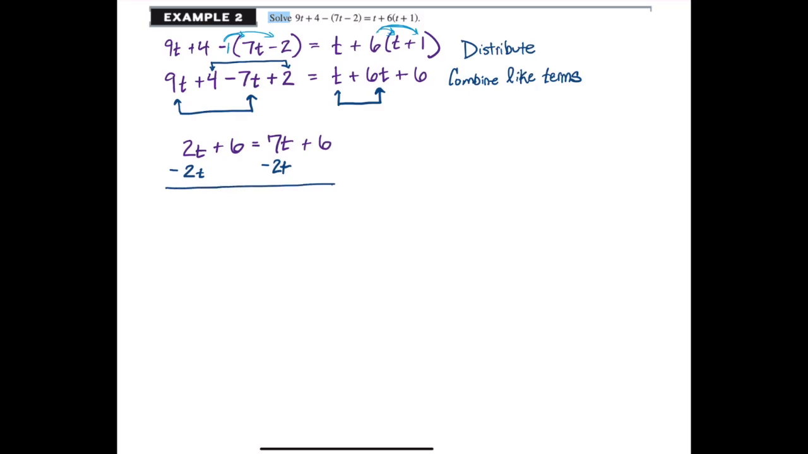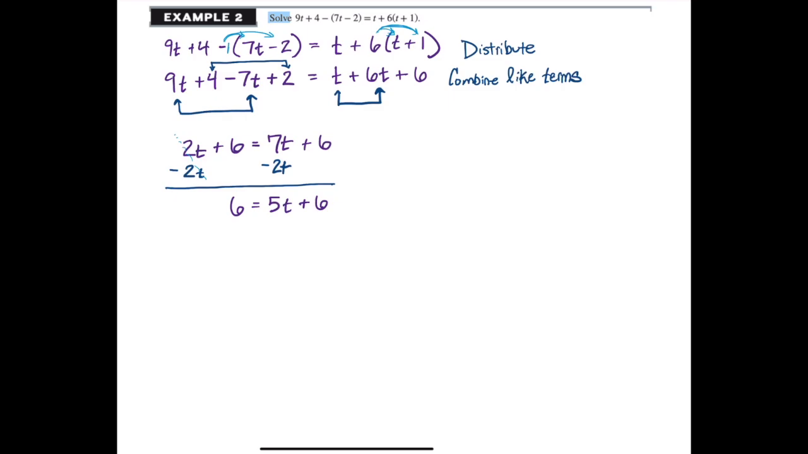So on the left side, that cancels out. Just got this 6 left over here. Let's make it look a little bit nicer. On the right side, 7t minus 2t, 5t, plus 6. All right, looking pretty good.